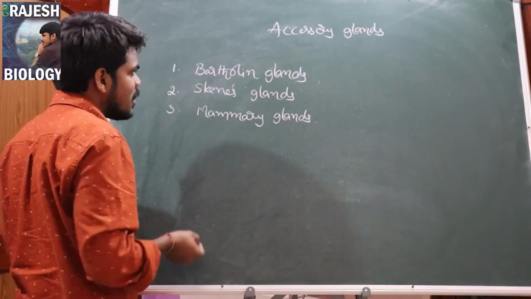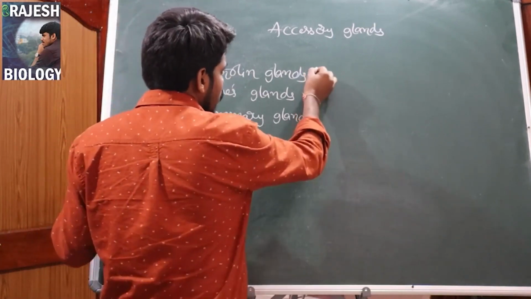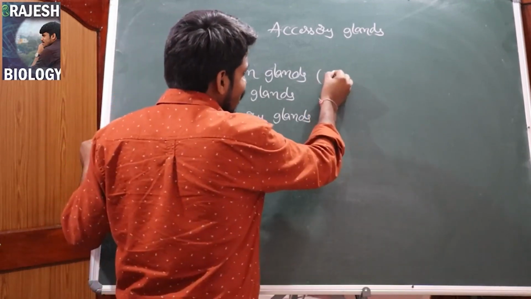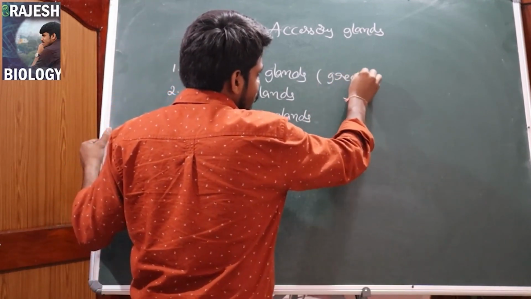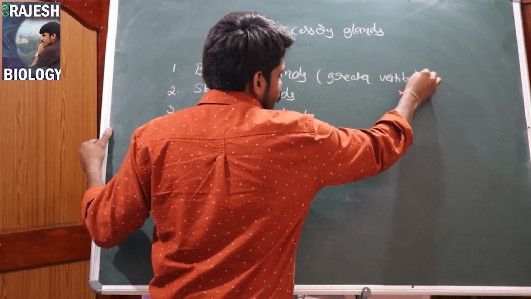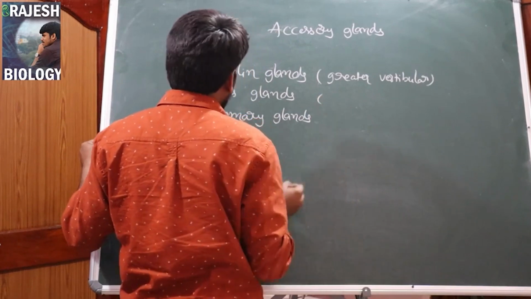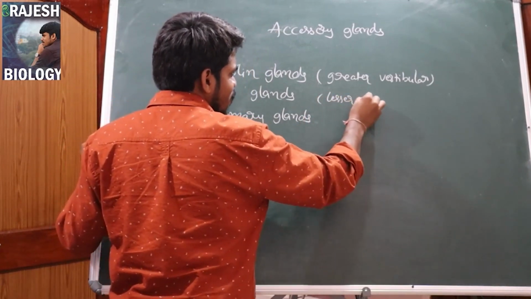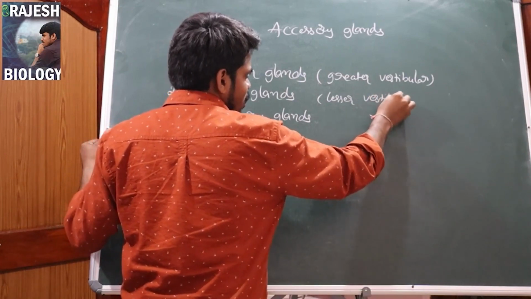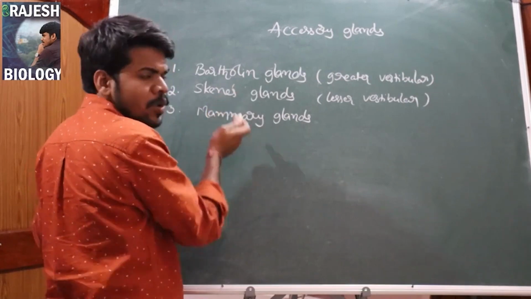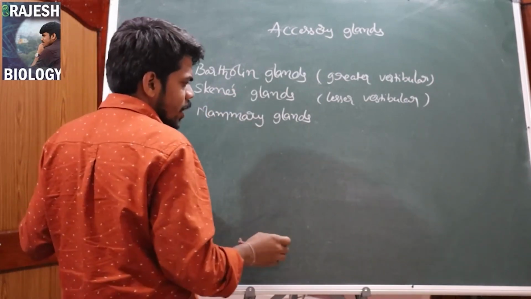Coming to here, first we will discuss the Bartholin glands. Bartholin glands are called greater vestibular glands. And Skene glands are known as lesser vestibular glands. So first I will discuss these two, then I will discuss the mammary glands.